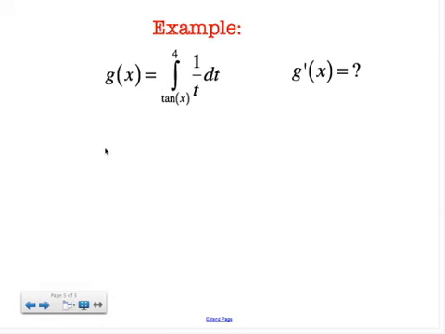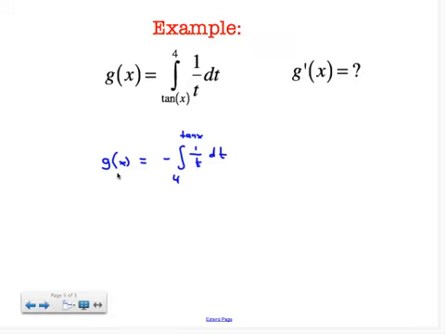Alright, let's do one quick example, now that we know the shortcut. We're asked to find g prime of x for this function g. So g is an integral function, sort of. If I flip the limits here, it'll be an integral function. So I'm going to flip the limits and put a negative in front, because I need that upper limit to be the function and not the lower limit. And this could be done the long way as well. If you want to go ahead and verify that this is the correct answer when I'm done, that's cool too.